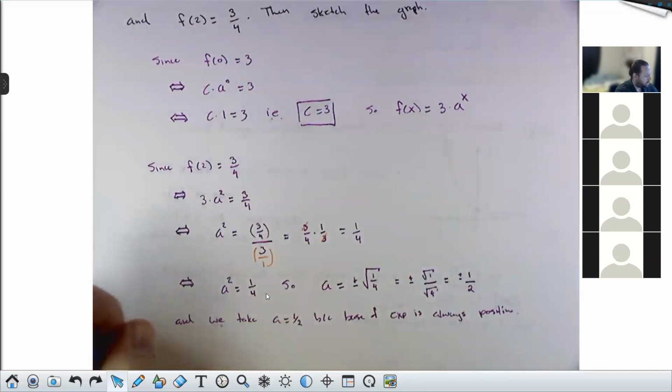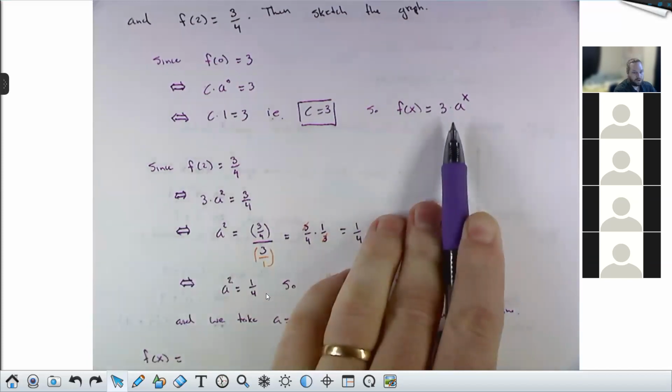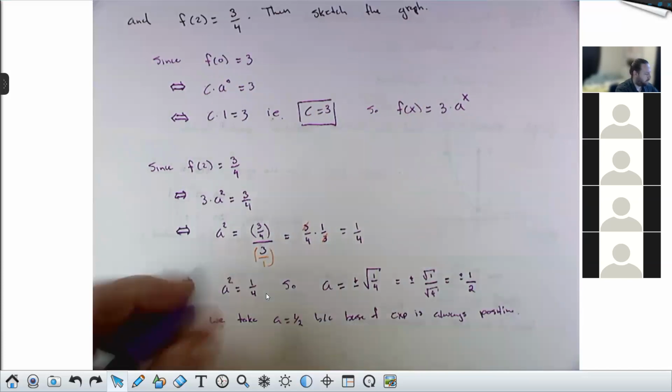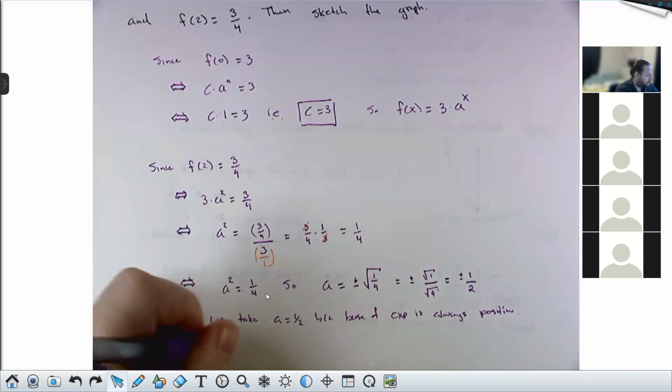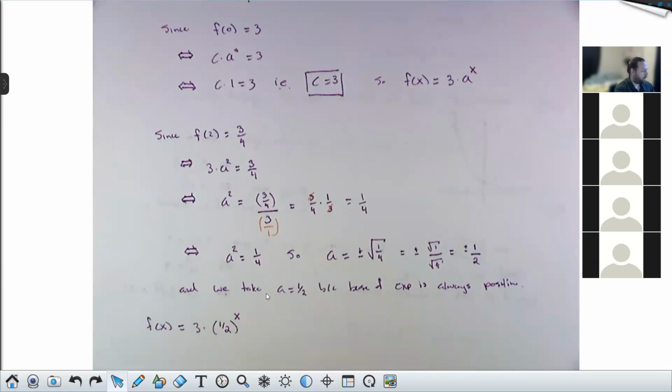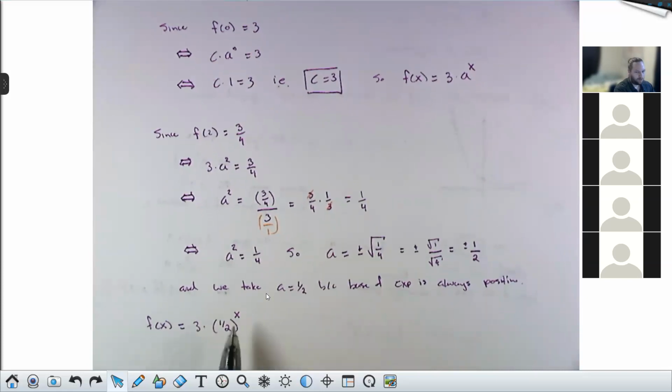So f of x here, I knew it was 3 times a to the x. And now I know that a is positive 1/2. So this is 3 times positive 1/2 to the x. And it's important when you have an exponential like this that you put the base in parentheses to make very clear that the 1/2 is raised to the x, but the 3 is not.